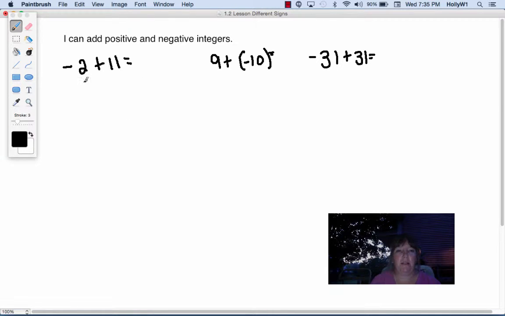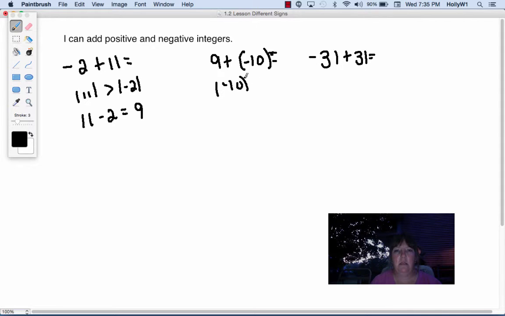Welcome back. Let's see how you did. We're going to take the absolute value of 11, and that is greater than the absolute value of negative 2. So 11 minus 2 is equal to 9. And since the absolute value of 11 was the greatest, its sign is positive, so this ends up being a positive 9.